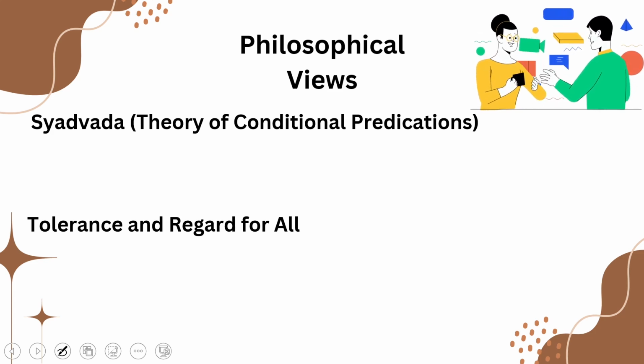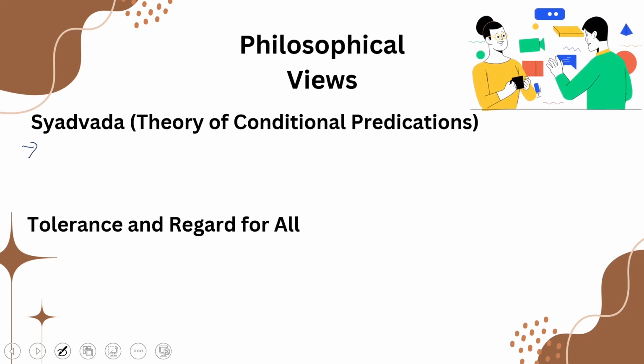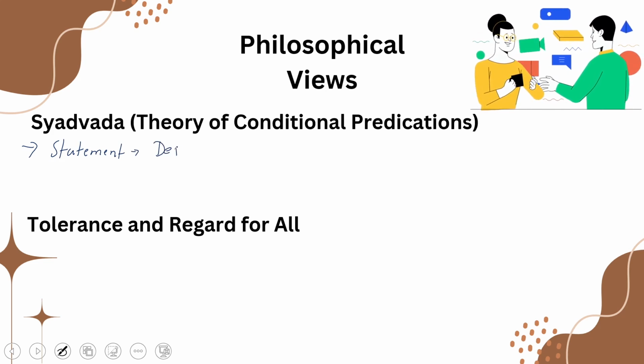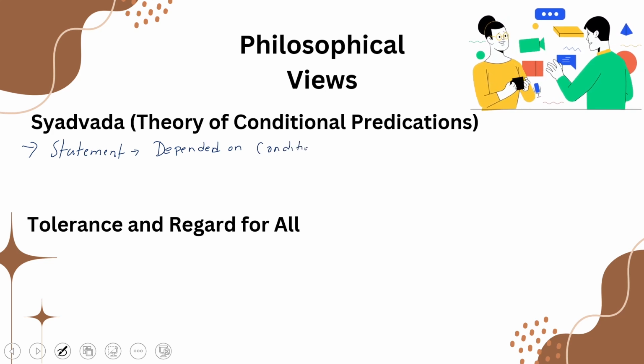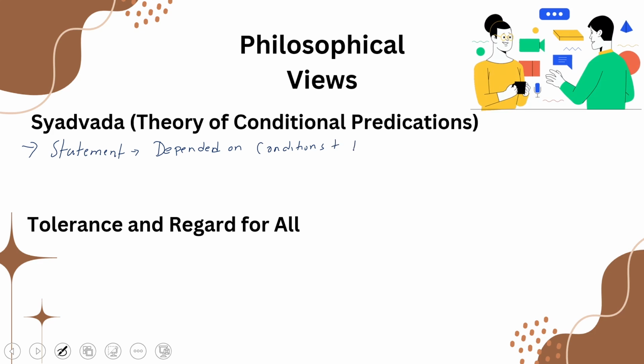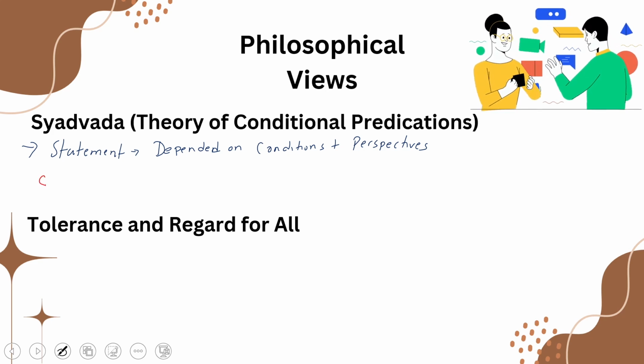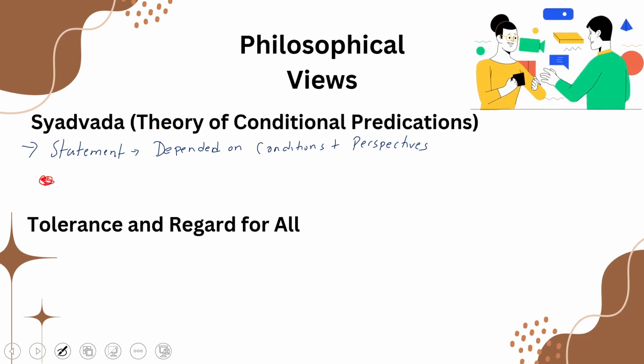So here we see that any reality or any statement is dependent on conditions and perspectives. So, for example, if there is somebody who says that the apple is red, can we imply from this? Okay, so apple is red here, so that means we are looking at a ripe apple.